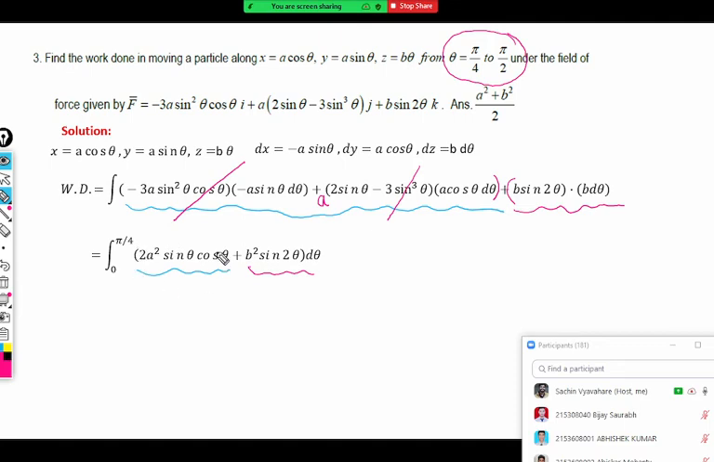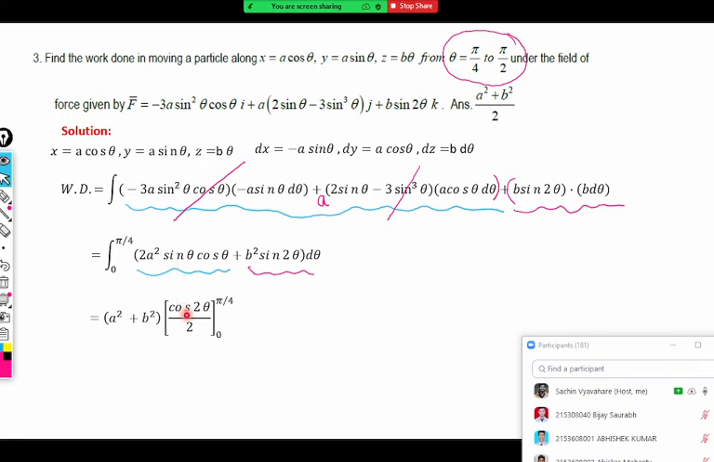Can you observe some simplification? Yes, sine 2 theta we can take common. Very good. So we'll take sine 2 theta as common, and the integral of sine 2 theta is cos.